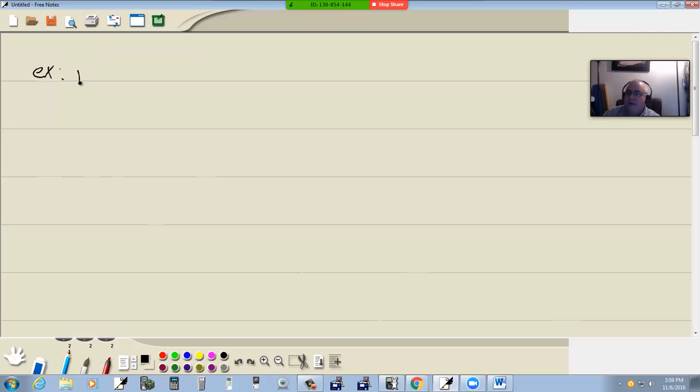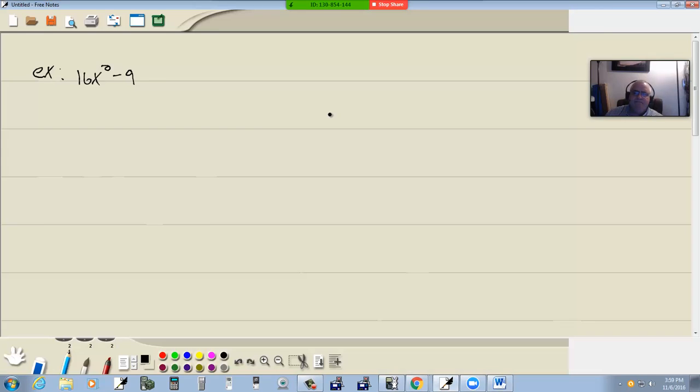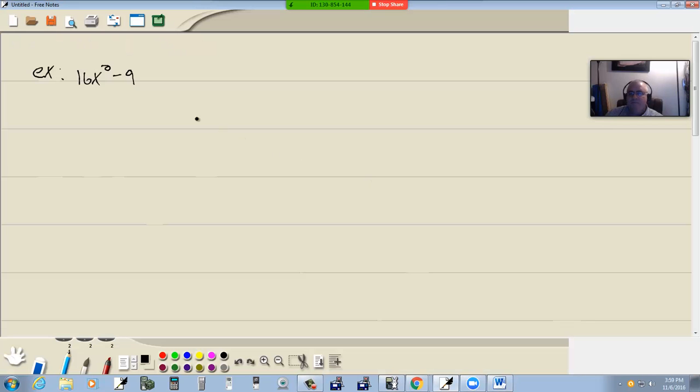And let's take a look at 16x squared minus 9. Okay, GCF, don't have any. Grouping, 4 or more terms, no. Difference of squares, 2 terms with a minus string it, that fits. So we're going to try the difference of 2 squares. Doesn't mean it'll work, but we try it.